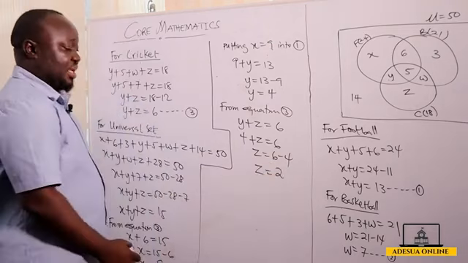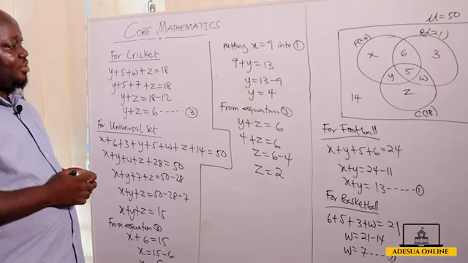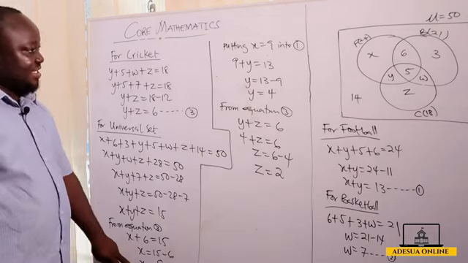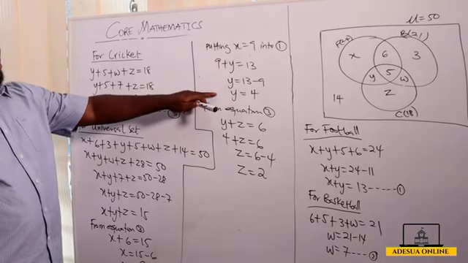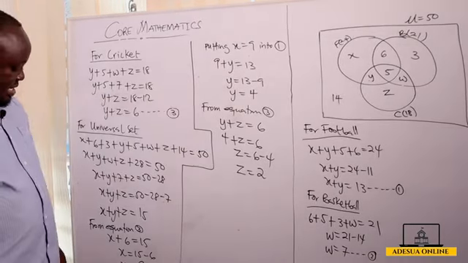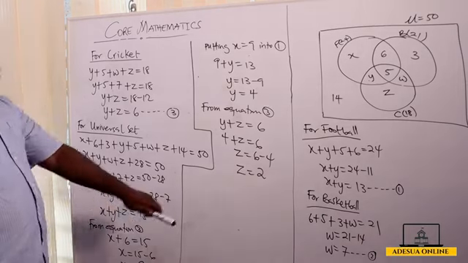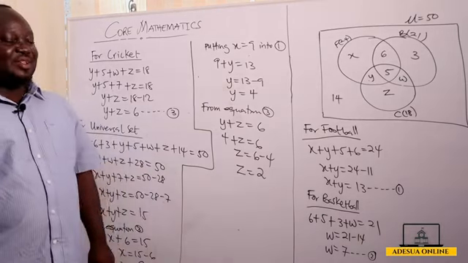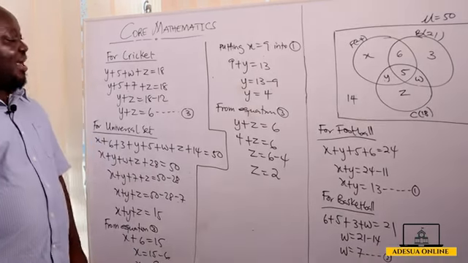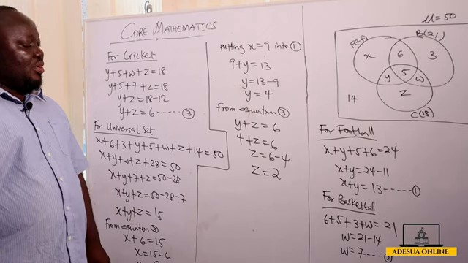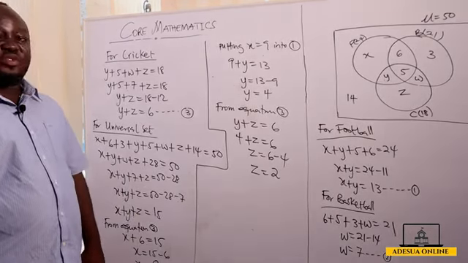Our z is equal to 2. So now we have been able to find all the remaining variables. x is 9. Our y is 4. Our w is 7, and our z is 2. So we can draw a new Venn diagram just to show the various answers we've got.